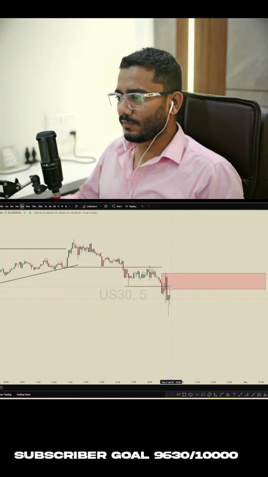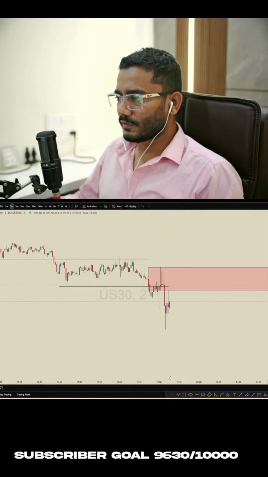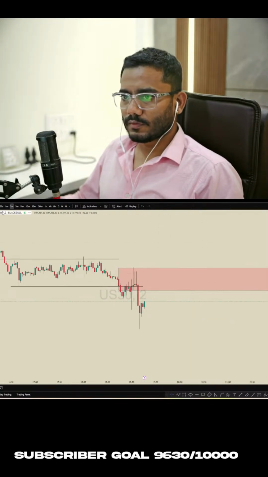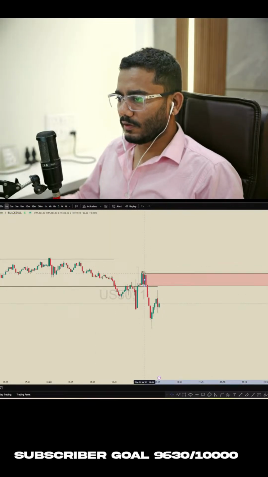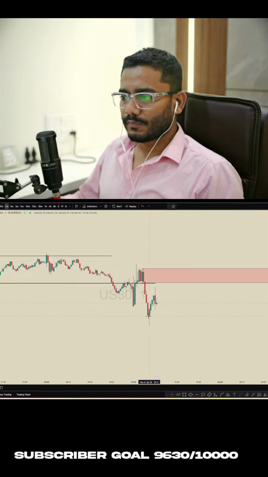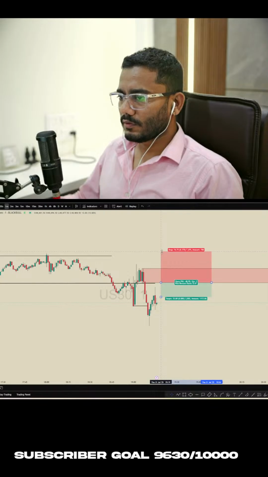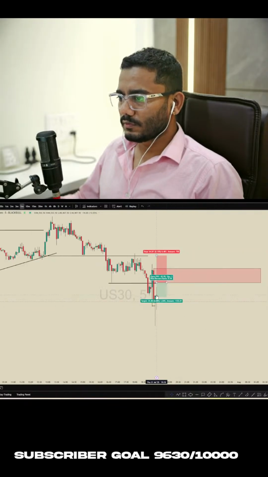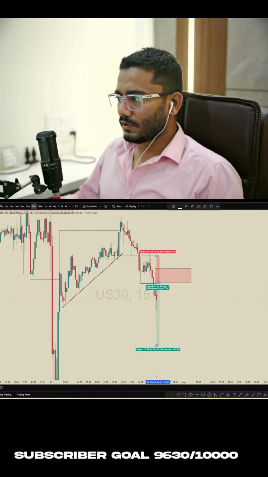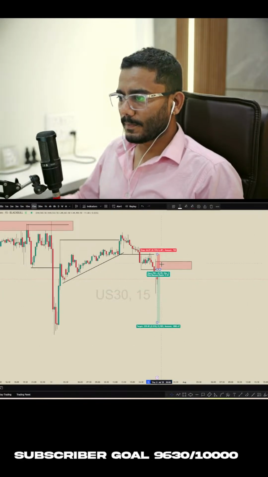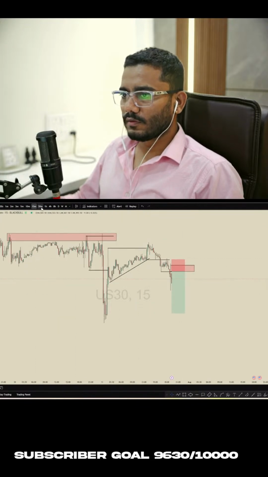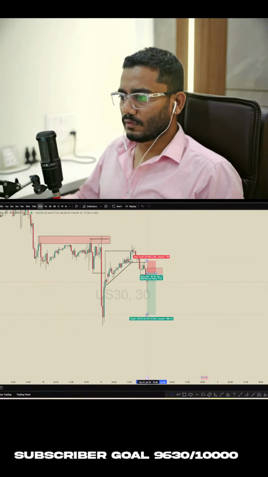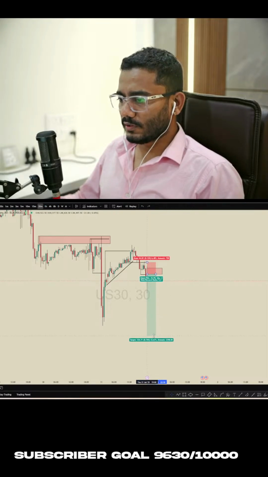Right now, there is no setup. Price has already tapped this area. If price taps this order block, I will look for a sell side entry. Stop loss above this high, targeting these lows. So there's 1:5. If price continues to the downside, we can trail the stop loss till the next low.